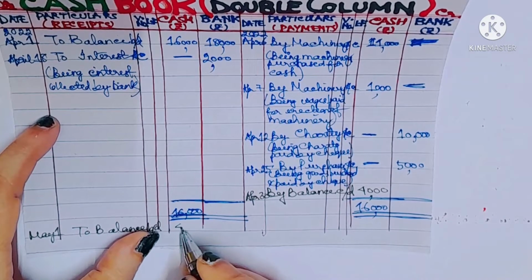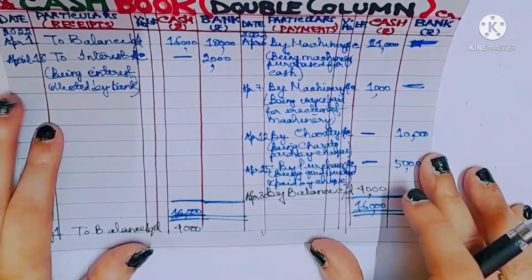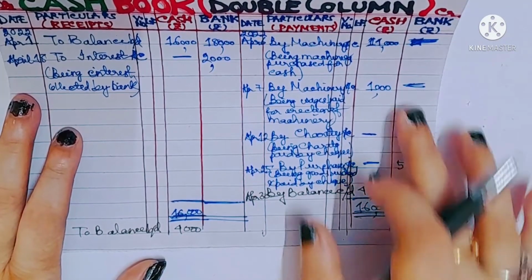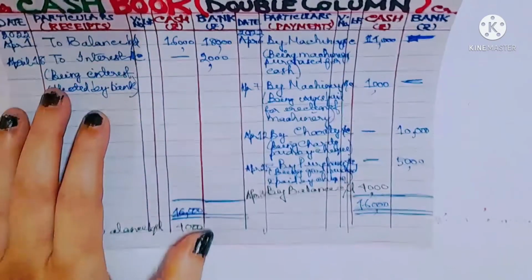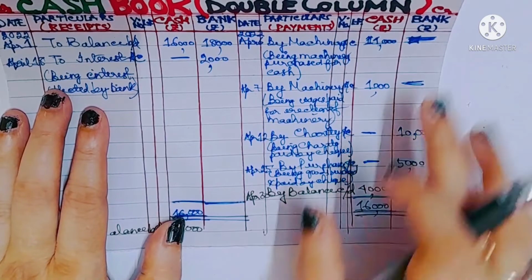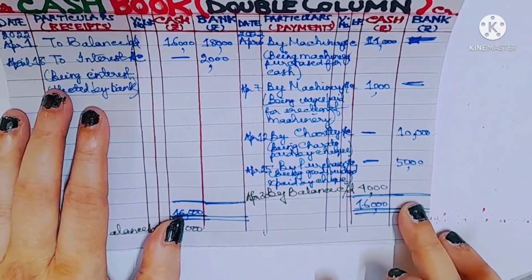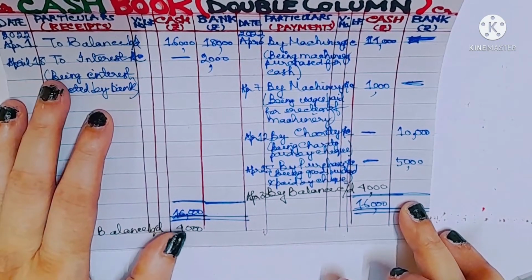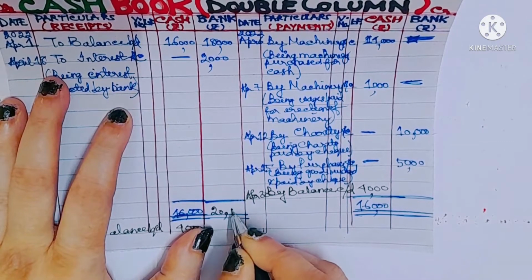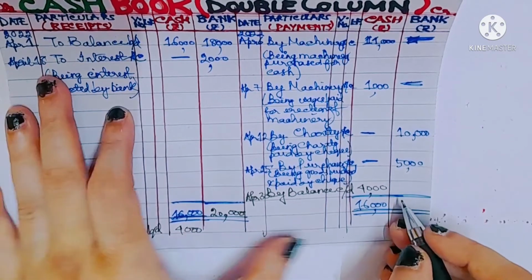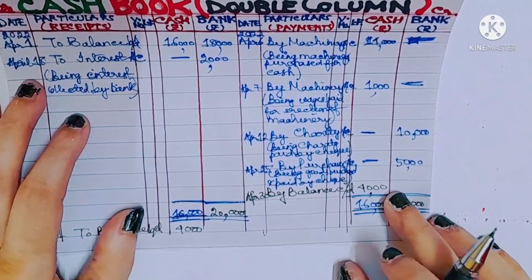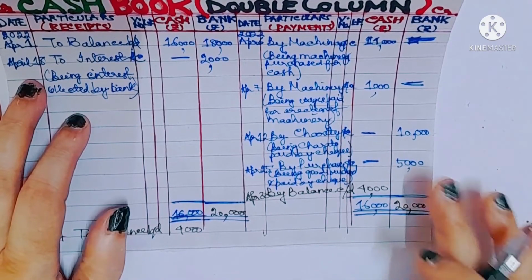How much? 4,000. Okay, so now let's calculate the total of bank column on the debit side and the bank column on the credit side. Okay, so the total of bank column on the debit side is 20,000 and the total of bank column on the credit side is 15,000. So we'll have to write obviously 20,000, because the rule is to write the bigger figure. So there will be a balancing figure on the credit side because there is a shortfall in the bank column on the credit side.